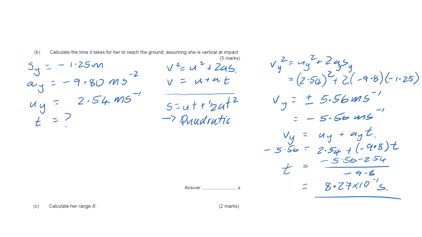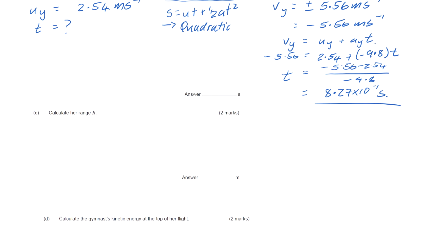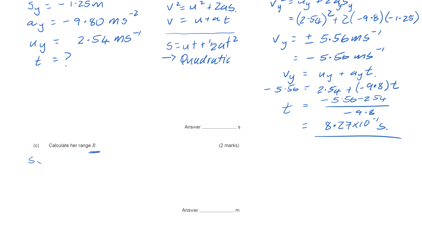Now the wonderful thing about finding time is that that time in the y direction has got to be the same as the x direction. So in this next one, we're looking for the range, and that is Sx. So that's what we're looking for. Remember that in the x direction, we're assuming that there's no air resistance, etc. So there's no forces acting, so therefore your velocity will be constant.